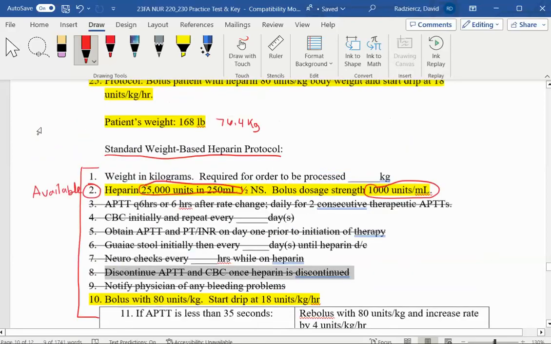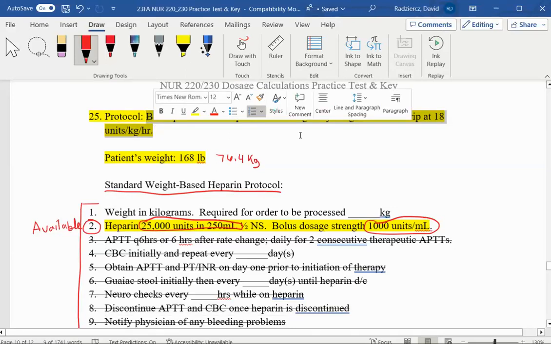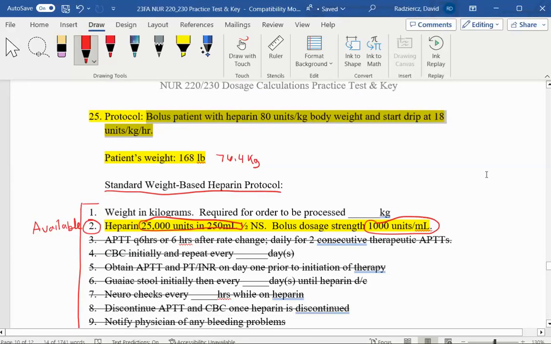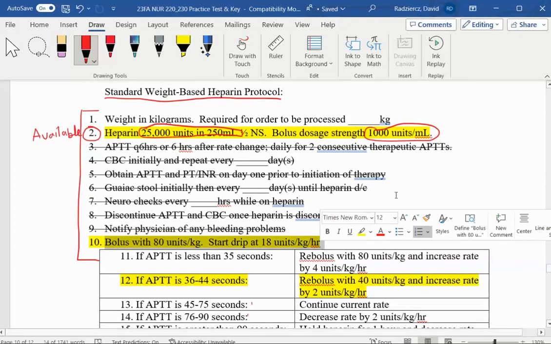The first thing is, when it says protocol, it's going to tell you an order, and the order is to bolus the patient with heparin 80 units per kilogram body weight, and then to start a drip at 18 units per kilogram per hour. So that's your order. They even repeat the order in step 10 of the protocol.